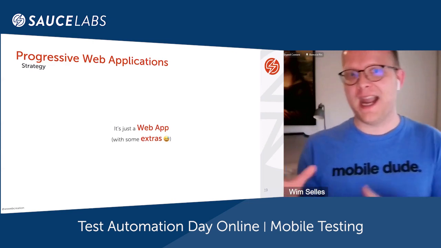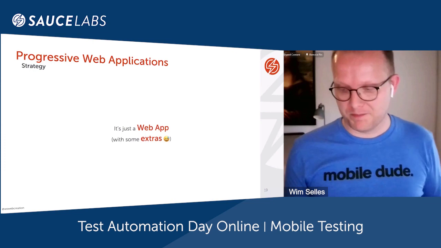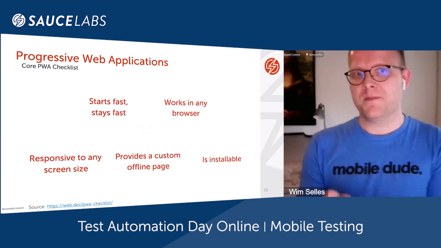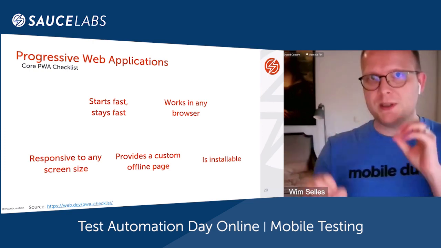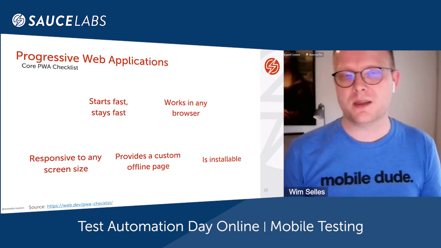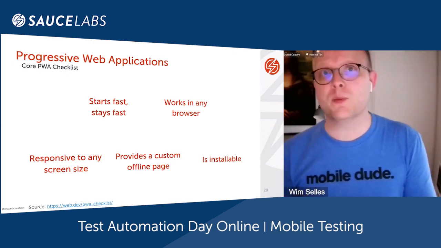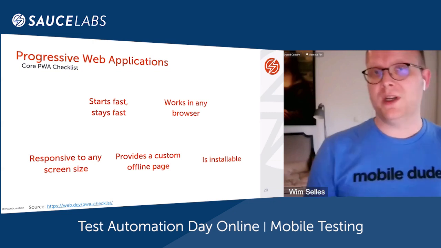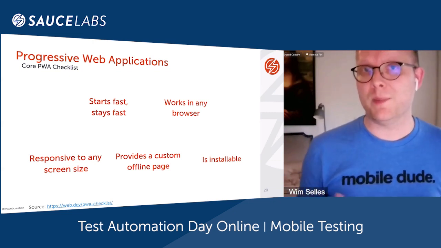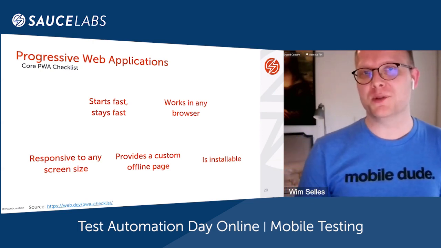So let's take a look at a checklist that, for example, Google provides. They have a core PWA checklist, and those are points that you can verify. You can do that manually. You can create some automated tests that verify that it starts fast and it stays fast, that it will work in every browser, that it's responsive to any screen size. Well, hopefully, if you already develop a mobile-first web application, it's already responsive. So this should not be too difficult.